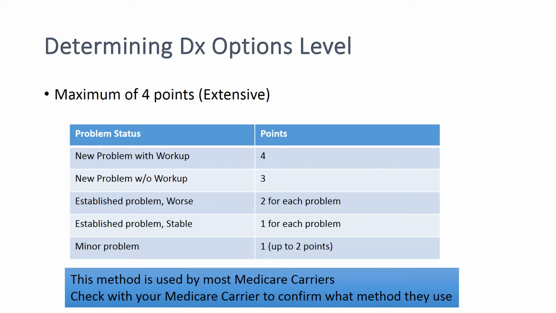Also an established problem that is stable, you get 1 point for each problem. And minor problems or self-limited problems are worth 1 point apiece, but you can only get 2 points in that manner. Unfortunately, the majority of primary care patients seem to be presenting with a new problem requiring workup, which is 4 points, and 2 or more established problems which may be stable or worse, which would be possibly 8 points or more, but you can only get a maximum of 4 points.